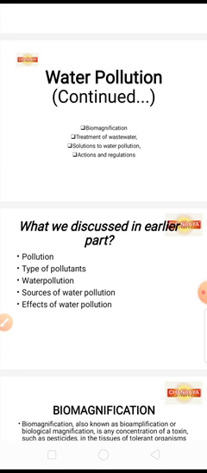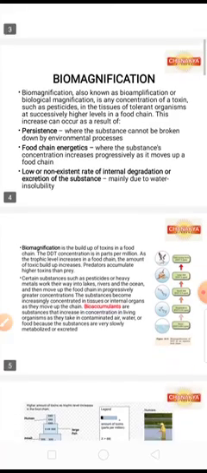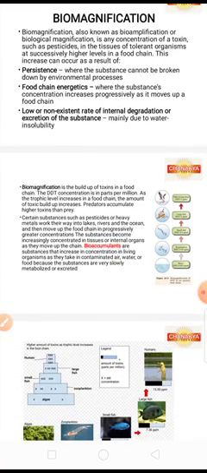Tomorrow I will move on to another topic. I hope you understood the main topics, biomagnification and wastewater treatment. These two topics are very important, students, so please make notes and study hard.